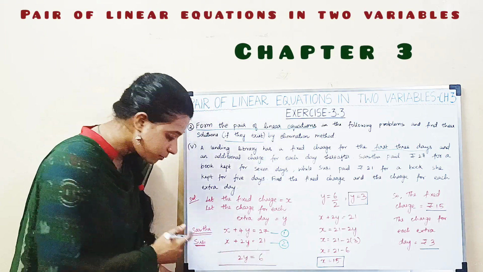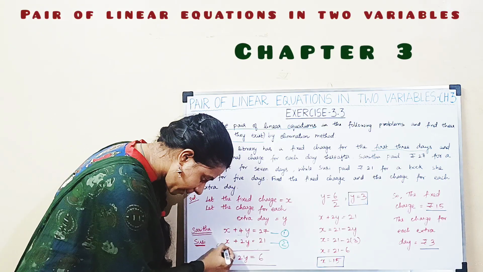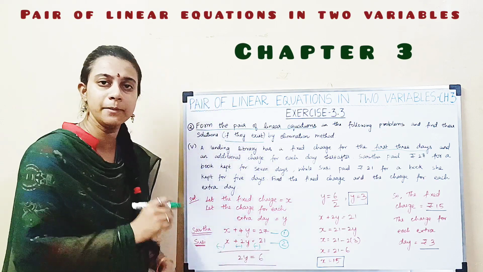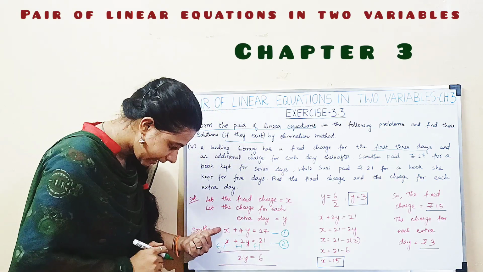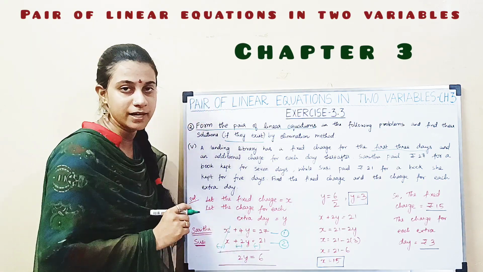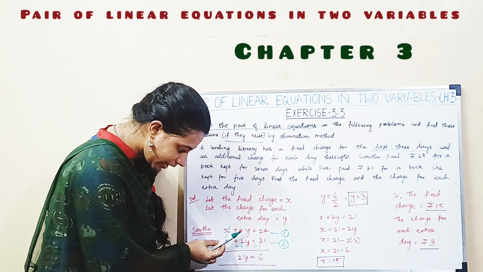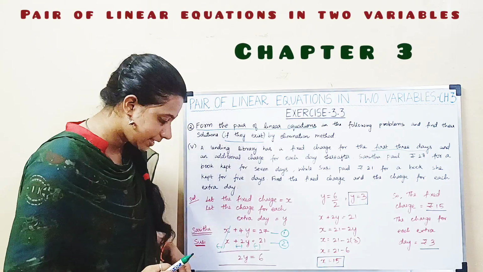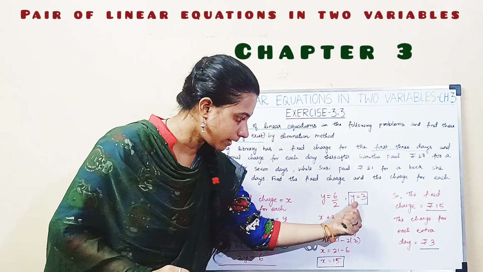While subtracting, the signs will change. So plus x will become minus x, plus 2y will become minus 2y, and plus 21 will become minus 21. So what we will get, x and minus x will get cancelled. So x variable is eliminated here, and we will get 4y minus 2y is equal to 2y, and 27 minus 21 is 6. y is equal to 6 by 2 and y is equal to 3.